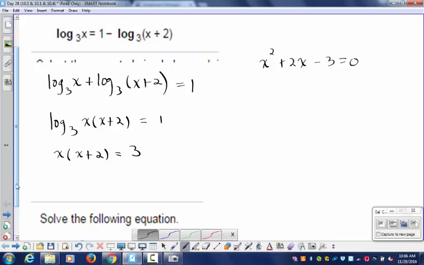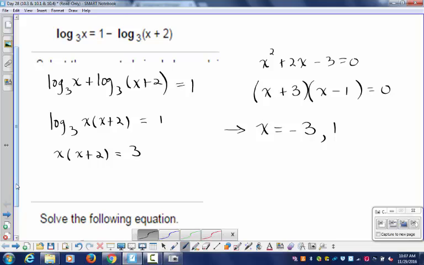Nonlinear equation, everything to one side and factor. That's always our procedure for a nonlinear equation. And then we hope we can factor. It looks like a plus 3 and a minus 1. That works. So that tells us that our potential solutions are negative 3 and 1.